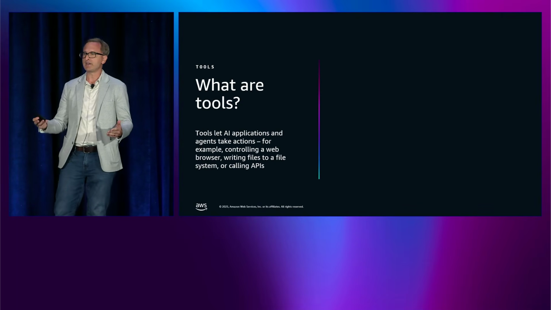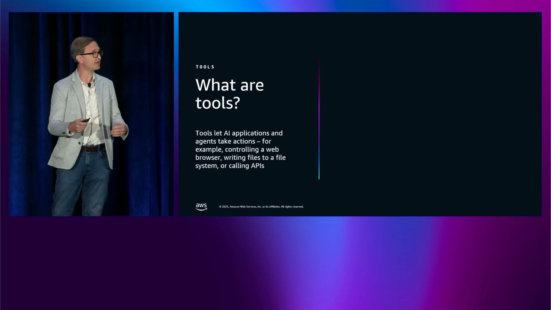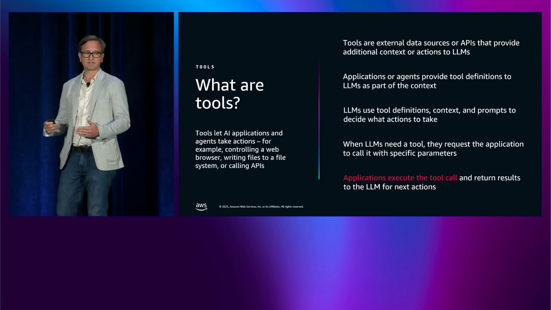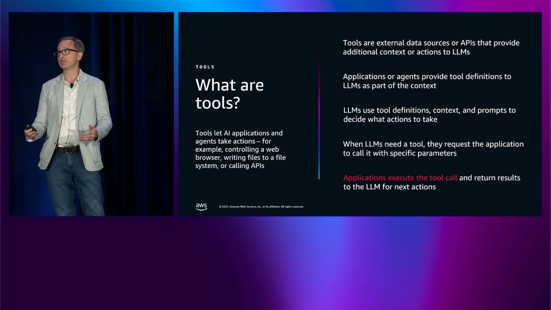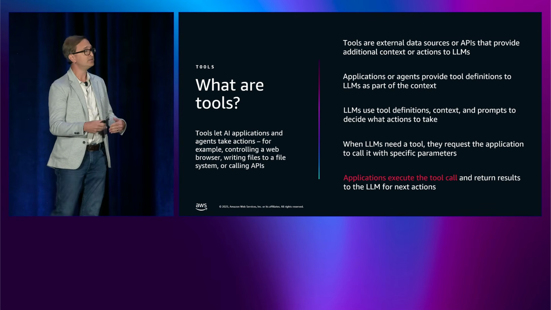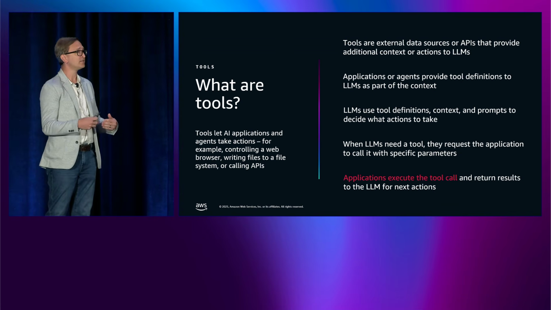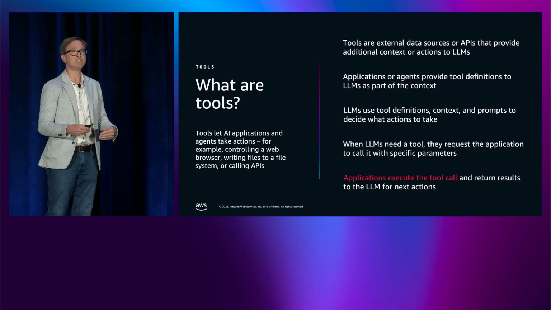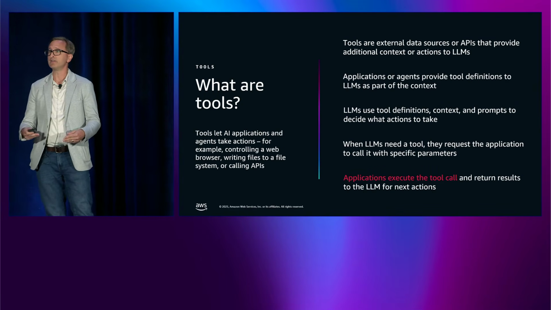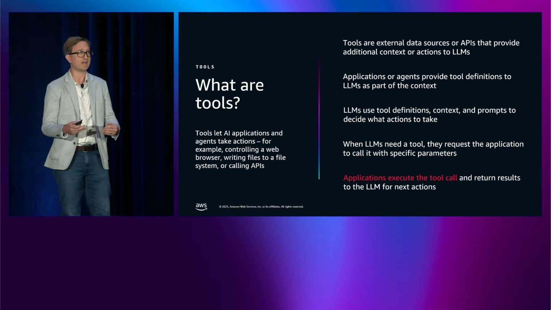So tools let those AI applications take actions. For example, you could control a web browser, you could write a file, you could call different APIs. So these are all external data sources that provide additional context or the ability to take actions into the large language model. When you think about using tools with LLMs, you are thinking about how am I going to define why the LLM should choose my tool? And then go ahead and define what are the different parameters that my tool will both take in and will generate back out for the LLM to reason about afterwards.